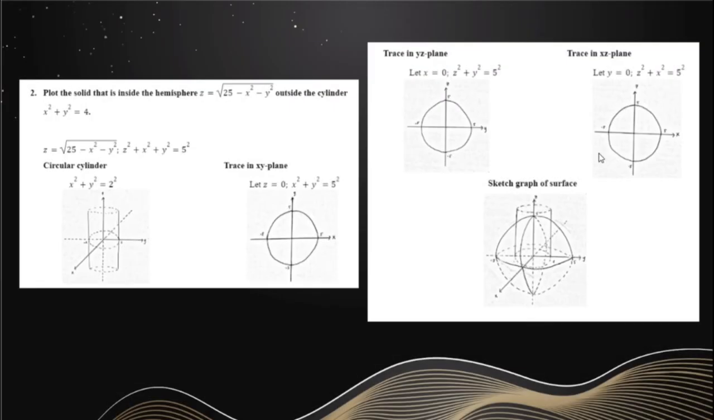So question number 2 asks us to plot the solid that is inside the hemisphere. So this is the equation of the hemisphere, outside the cylinder, so this is the equation of the cylinder. So we first plot the cylinder. The cylinder is with the radius of 2.